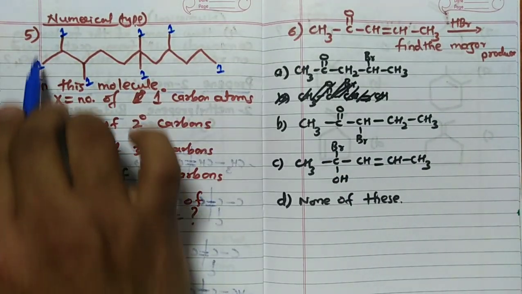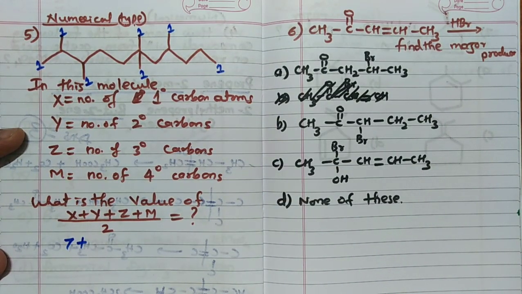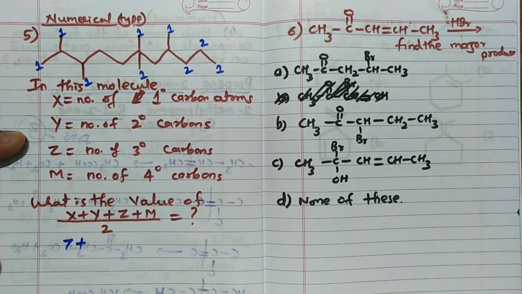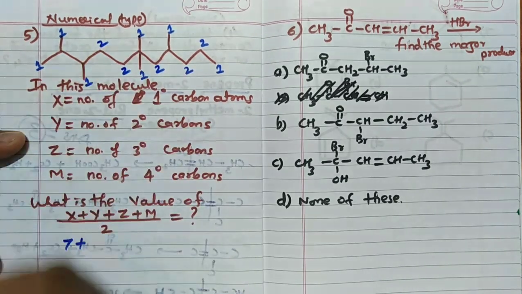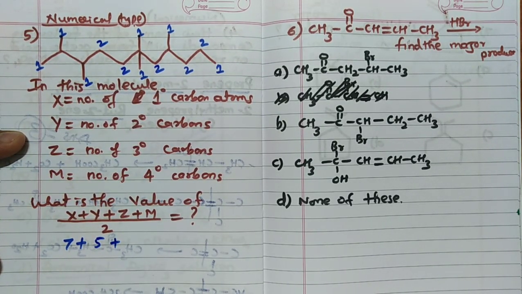So primary, how many is there? 1, 2, 3, 4, 5, 6, 7. 7 primary. Correct? Now secondary. Secondary means 1 carbon surrounded by 2 more carbons. So this is secondary, this is secondary. Correct? Now this is secondary, this is secondary. So total how many secondary? 5.